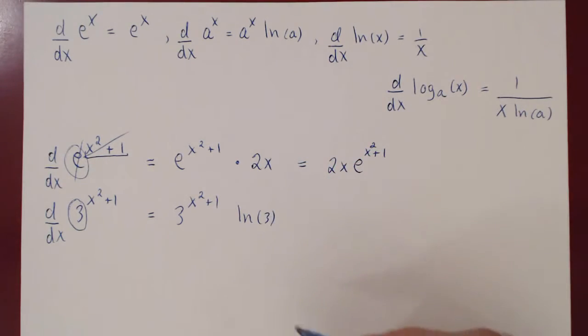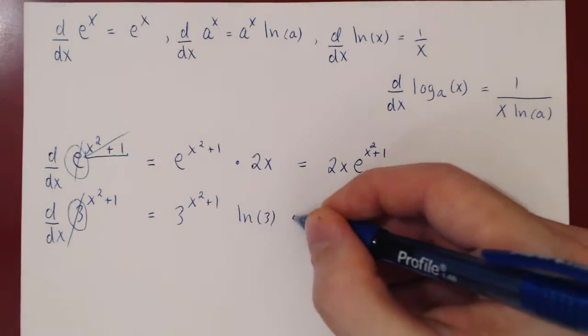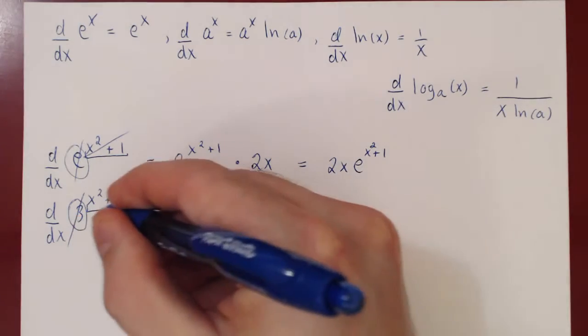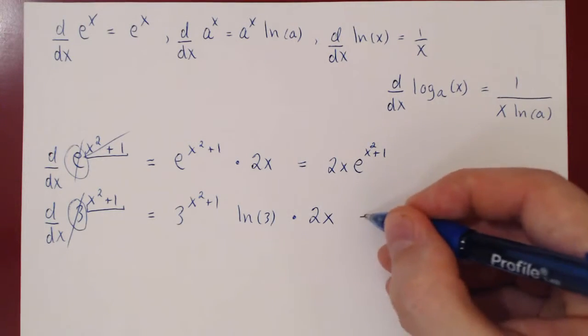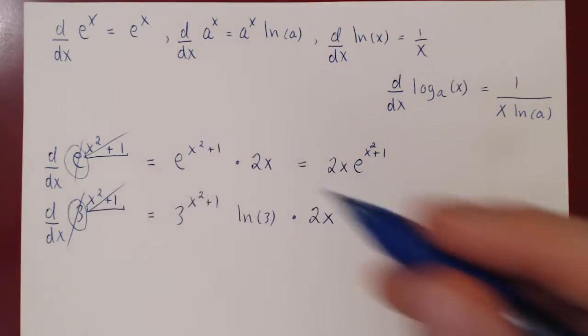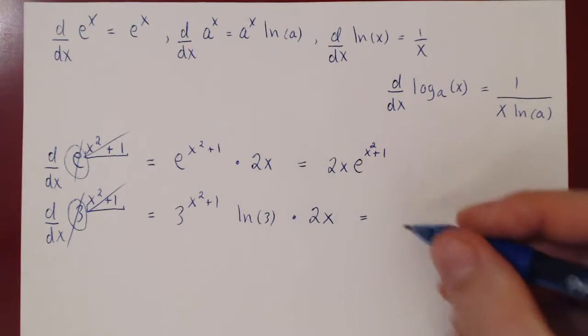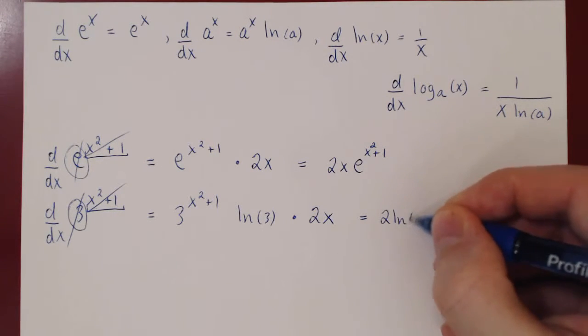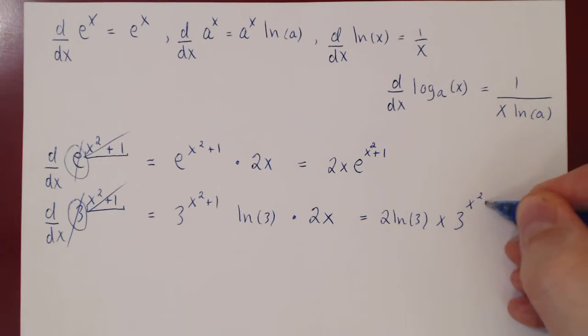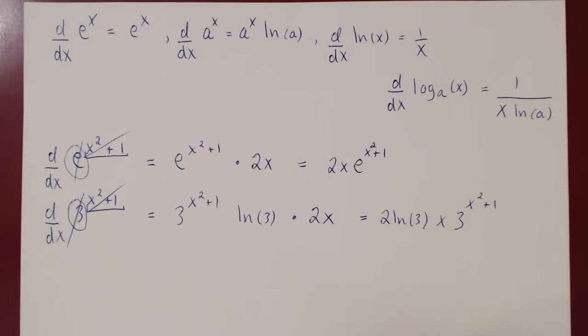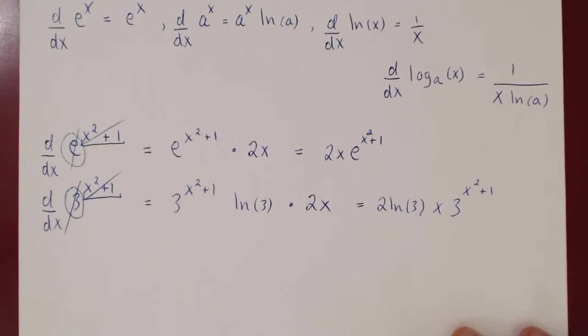But that is only the derivative of the outside function. The chain rule says we have to multiply by the derivative of what's left over, which is x squared plus 1. The derivative is 2x. So if you rewrite the constants first, we'll have 2 ln of 3 times x times 3 to the x squared plus 1.